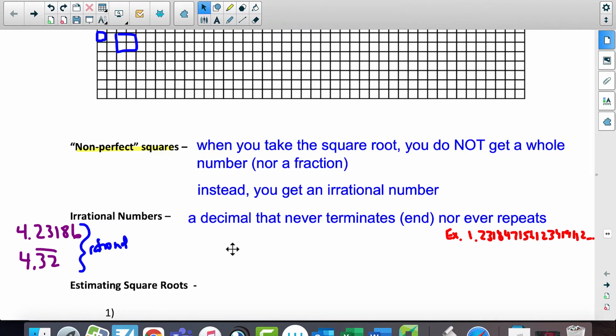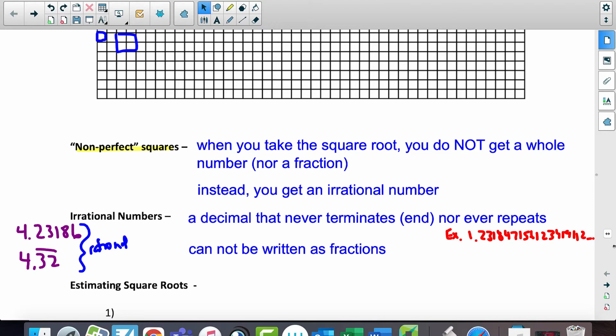Here's the other thing about irrational numbers. They cannot be written as fractions. Any number that can be written as a fraction is a rational number. Any number that can't be written as a fraction is an irrational number. Believe it or not, I'm not going to get into this right now, but these numbers here, 4.23186, this can be written as a fraction. 4.32 repeating, that can be written as a fraction.